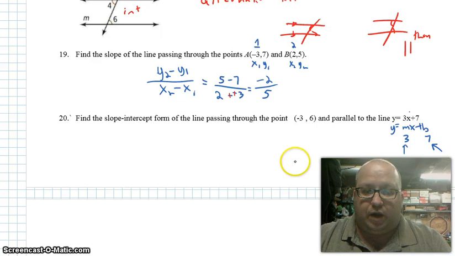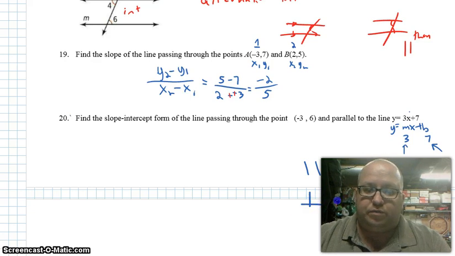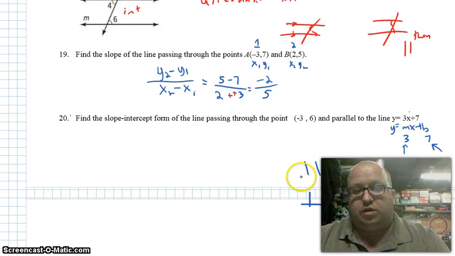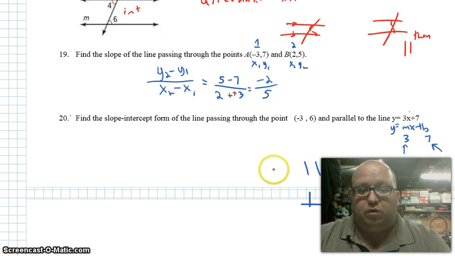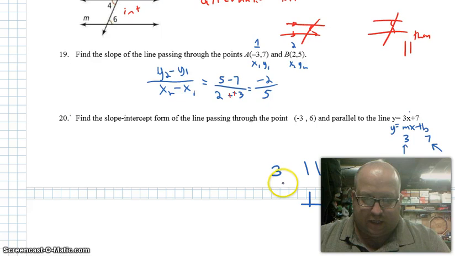If we're talking about parallel, we want the same slope. If we're doing perpendicular, we want the negative reciprocal. Now, what does that mean? Well, since we want parallel, we're just going to use 3. What would we do if we wanted the negative reciprocal? Well, we're supposed to flip that over and then take the opposite sign.